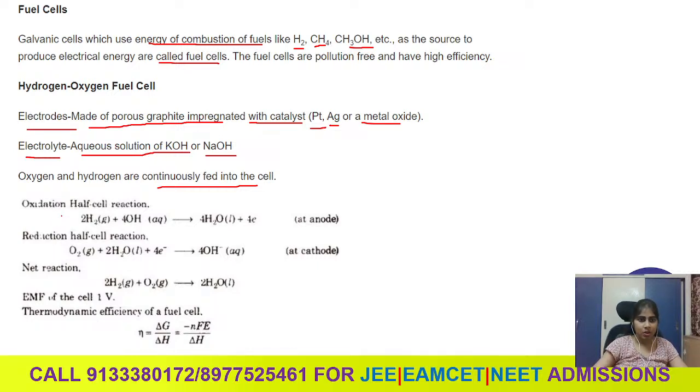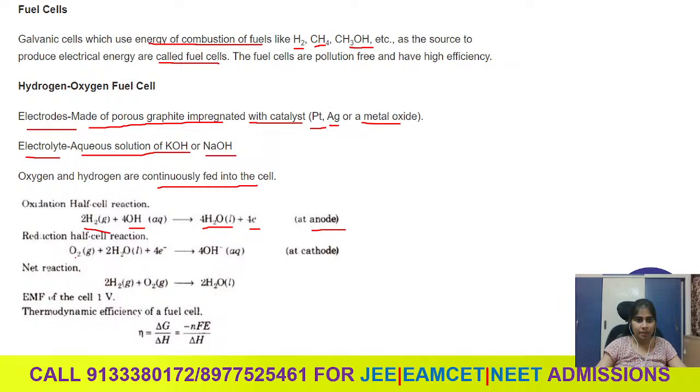What happens? Oxidation half cell reaction. Hydrogen gas which we are inputting reacts with OH minus which are present in the electrolyte. They convert into water, releasing electrons. This is happening at the anode.